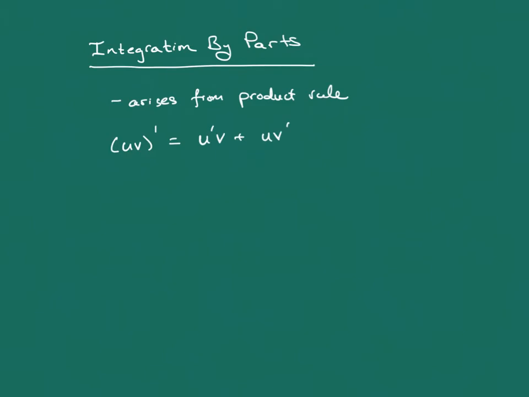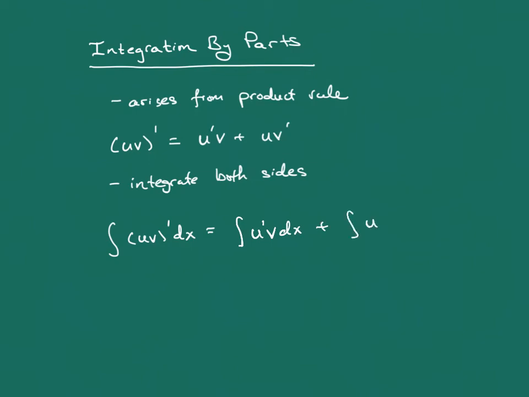Now, to get the integration by parts formula, what we do next is just to integrate both sides of the product rule. And so what we have there, we've got on the left side the integral of the derivative with respect to x. And then on the right-hand side, our integral distributes across the sum, so we get the integral of u prime v dx plus the integral of u v prime dx.